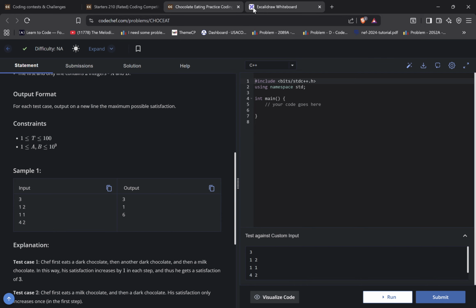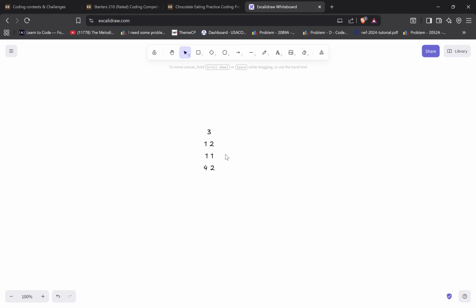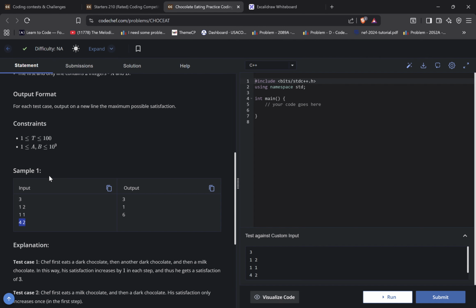So from pure observation of these test cases, look at this. 1 plus 2 equals 3. Here is 3. And 4 plus 2 equals 6. There is 6. So from pure observation, I have figured this out. I simply did, if it is equal, cout sum minus 1. If it is not equal, straight up cout the sum.